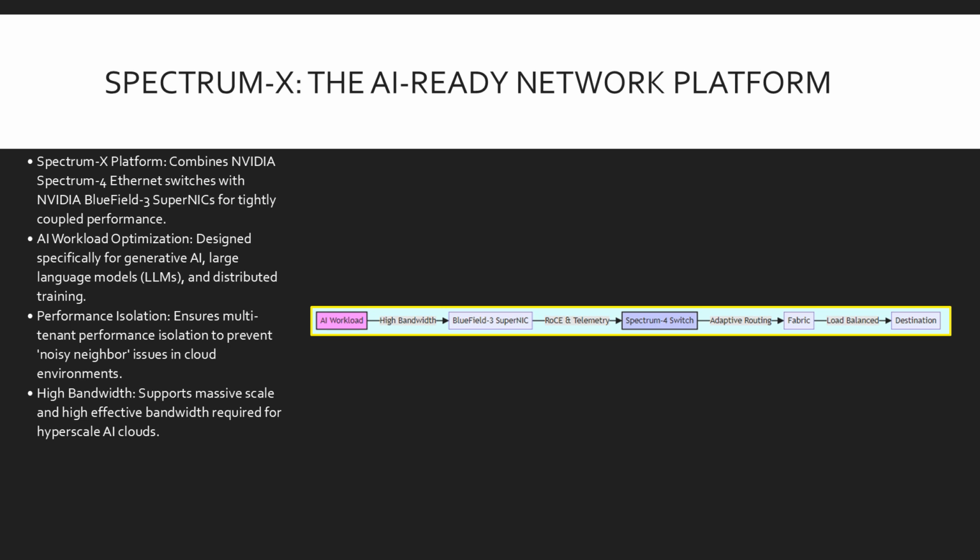So what have we learned? We've established that Spectrum-X is a purpose-built platform that integrates switch and endpoint intelligence to solve specific AI congestion and latency challenges. Let's visualize the Spectrum-X flow.